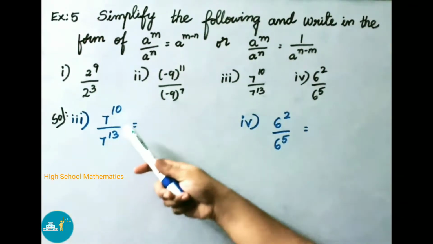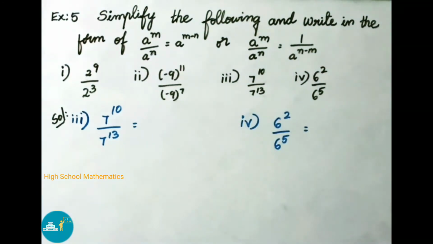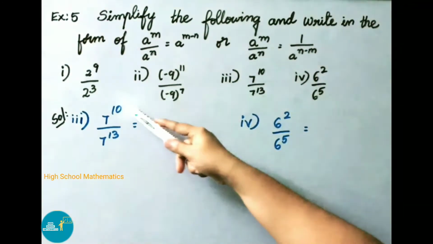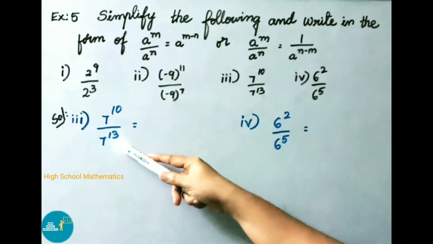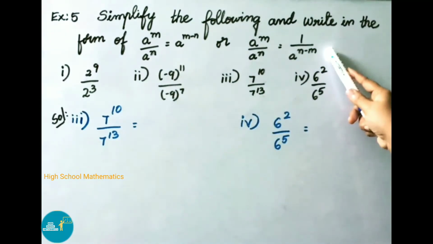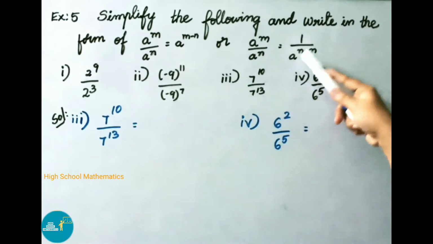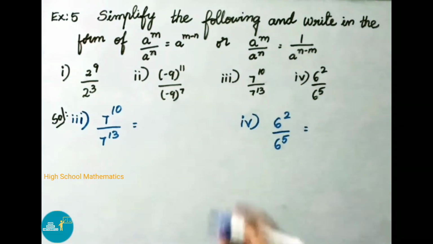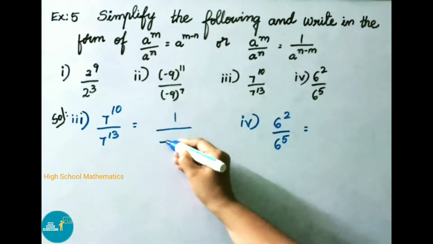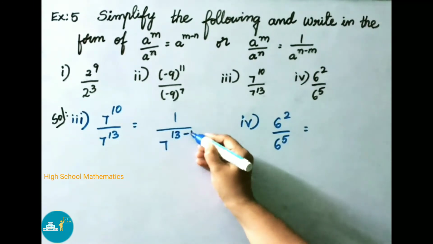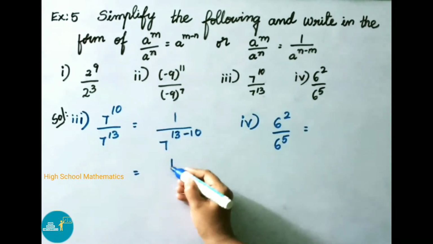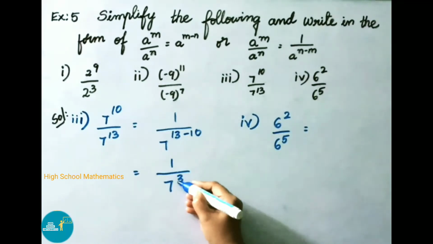See now the third sum, 7 power 10 by 7 power 13. Here m value 10 is less than n value 13. So we have to use the second formula, a power m by a power n is equal to 1 by a power n minus m. So write down 1 by 7 power 13 minus 10. That equals 1 by 7 power 3.